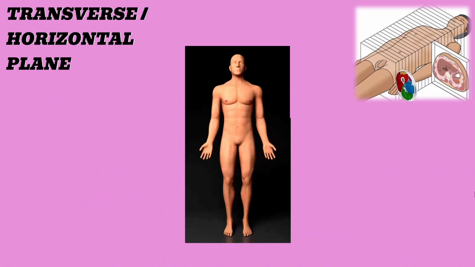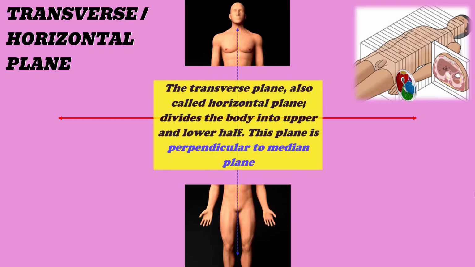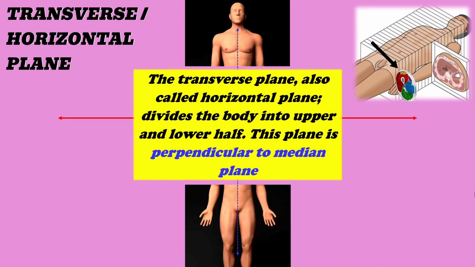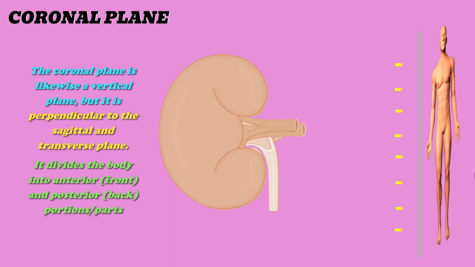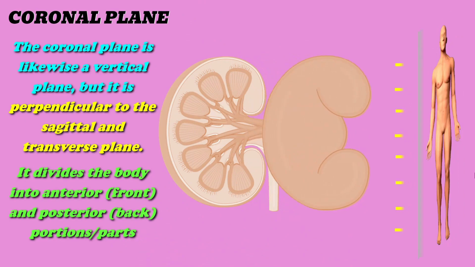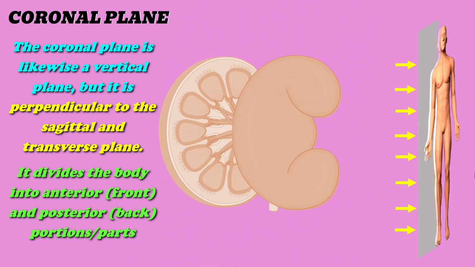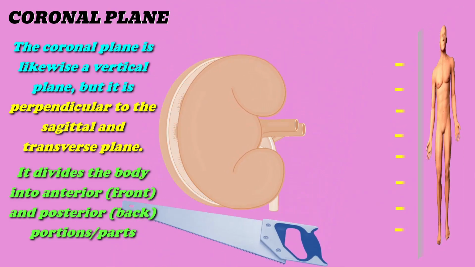Now, what is the transverse, or horizontal plane? The transverse plane, also called the horizontal plane, divides the body into upper and lower halves. This plane is always perpendicular to the median plane. Now, time to discuss the coronal plane. The coronal plane is likewise a vertical plane, but it is perpendicular to both the sagittal and transverse planes. It divides the body into anterior or front portion, and posterior or back portion.